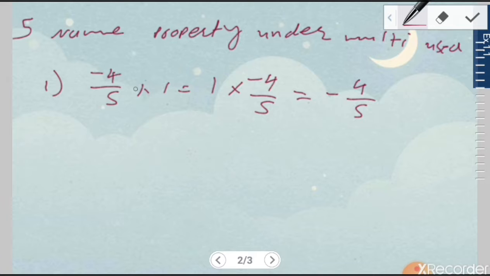So here we have multiplied by 1 both times. After multiplying 1 with any term, there is no difference in that term, so we call it the multiplicative identity, which is called 1. In the first, the property used is the multiplicative identity.